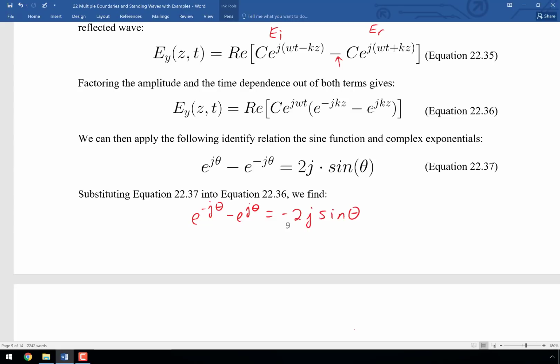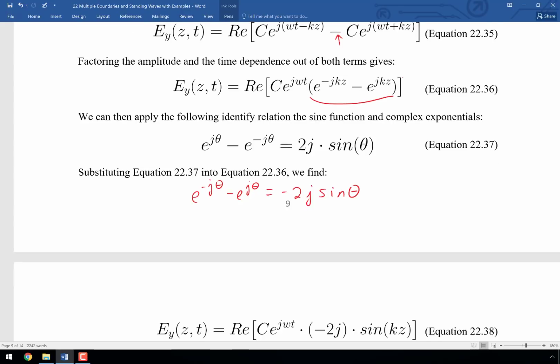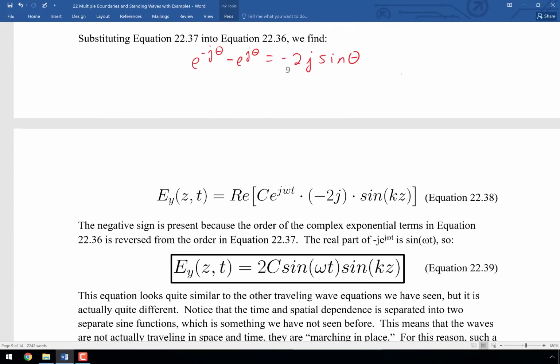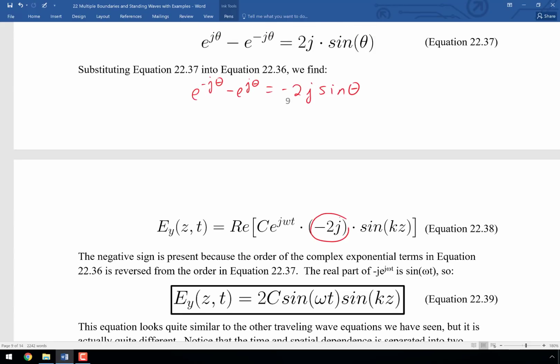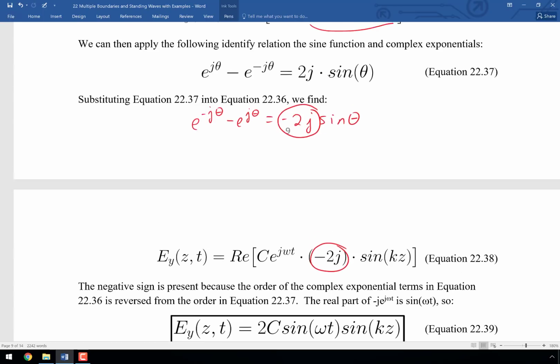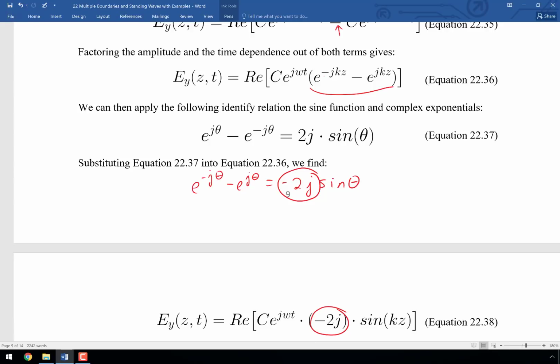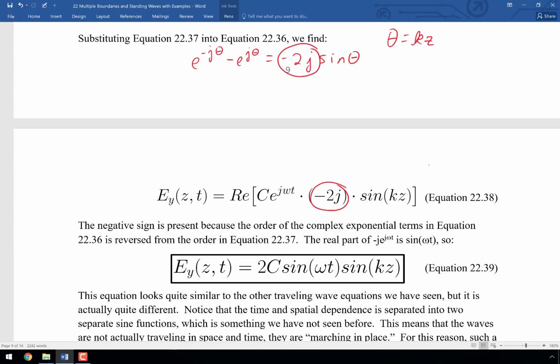And that's what we're going to plug right back up into equation 22.36, because there we have e to the negative j something minus e to the positive j something. So that's where the sign of kz is going to come from. So we have negative 2j. This negative 2j comes from this negative 2j. And it was, let's see what it was. It was e to the j kz. So theta is equal to kz in this case. And that's why this becomes sine of kz.